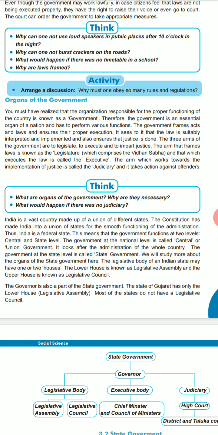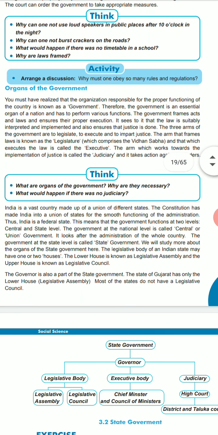Organs of the government. You must have realized that the organization responsible for the proper functioning of the country is known as the government. Therefore, the government is an essential organ of a nation and has to perform various functions. The government frames acts and laws and ensures their proper execution.